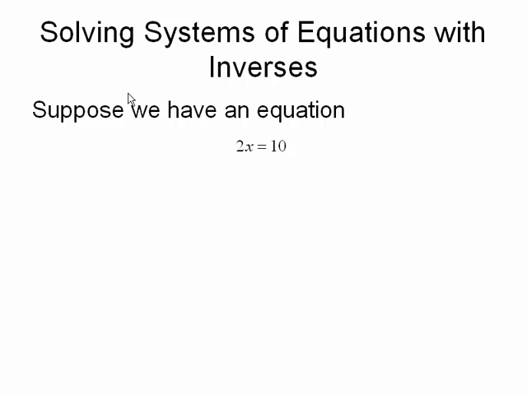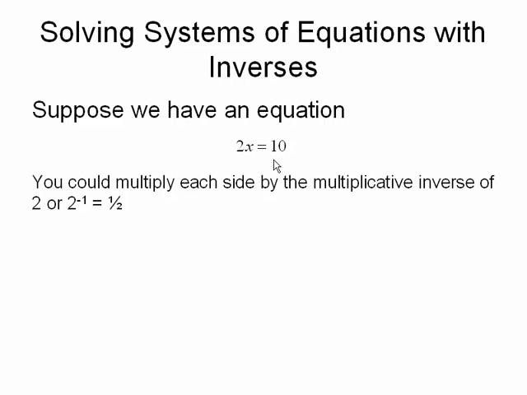The reason why this is especially useful is because if we were just dealing with real numbers and we had something like 2x equals 10, you could multiply each side by the multiplicative inverse of 2, or 2 to the negative 1, which is a half, and that would solve the equation. So if I take 2 to the negative 1 times 2x, and 2 to the negative 1 times 10, well, that's the same as multiplying 1/2 times 2x and 1/2 times 10, and that just simplifies to x equals 5, and that's the solution to that real number equation.